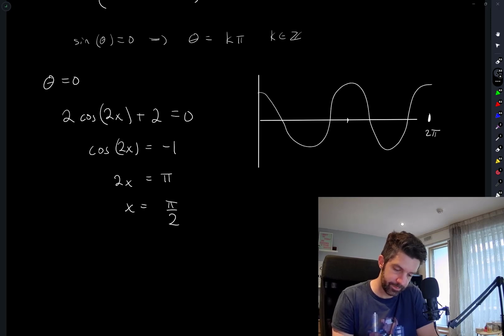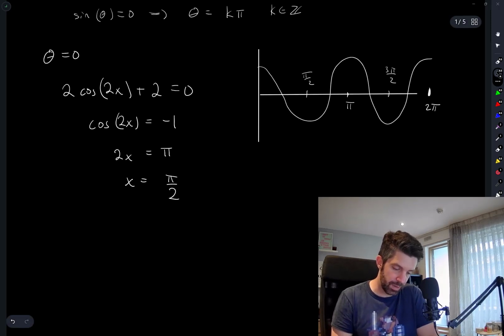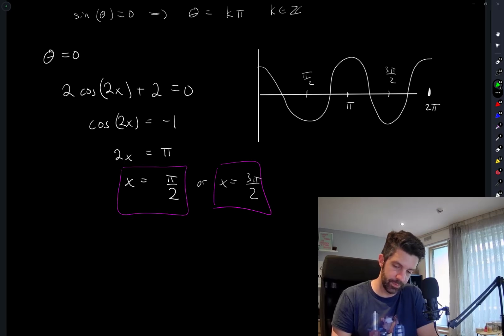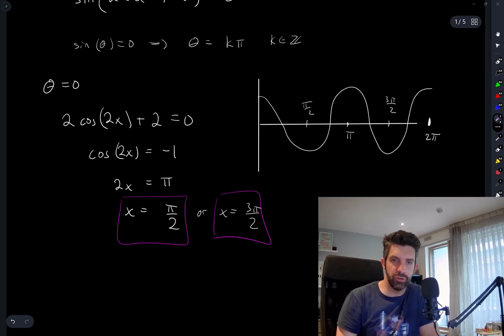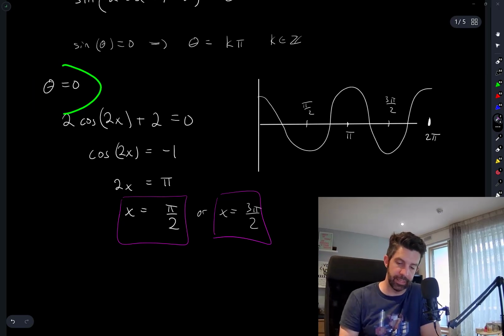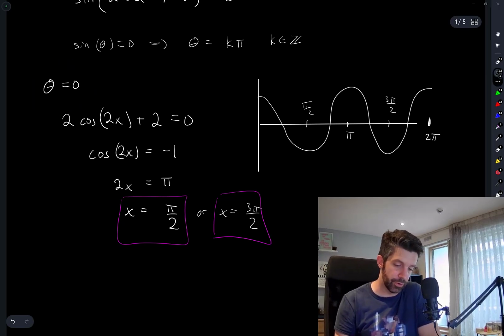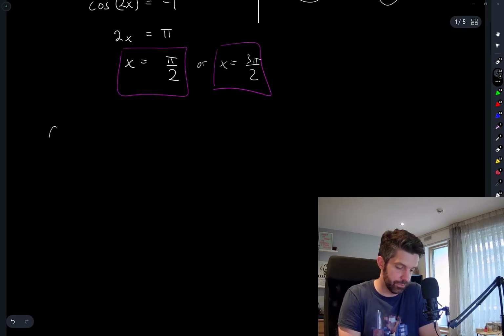Okay, so this here is pi. This is pi over 2. This is 3 pi over 2. So I have x equals pi over 2 or x equals 3 pi over 2. And those are the two values between 0 and 2 pi that satisfy this equation for theta equals 0. So let's try now theta equal to pi.